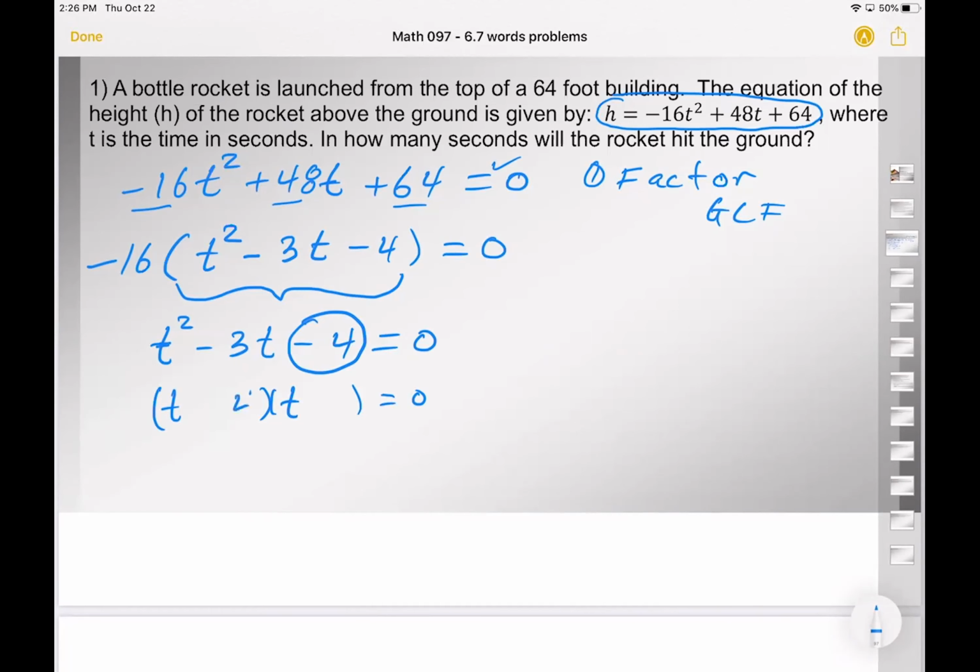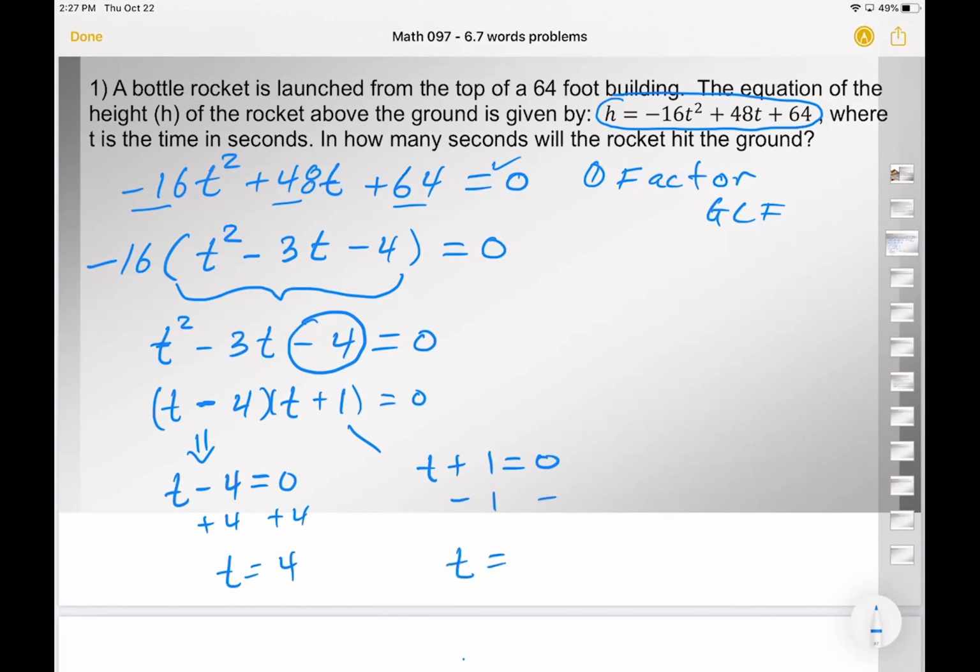Hopefully you say that is 4 times 1, not 2 times 2. 4 times 1 is 4, and 4 minus 1 is 3. And the bigger number will get the sign of the middle term. So again, this is what we have. We factor the expression in my parenthesis. And now all I need to do is take each of the parentheses and set it equal to 0. How do I solve for t here? I add 4 to give me t equal to 4. I subtract 1 to give me t equal to -1.